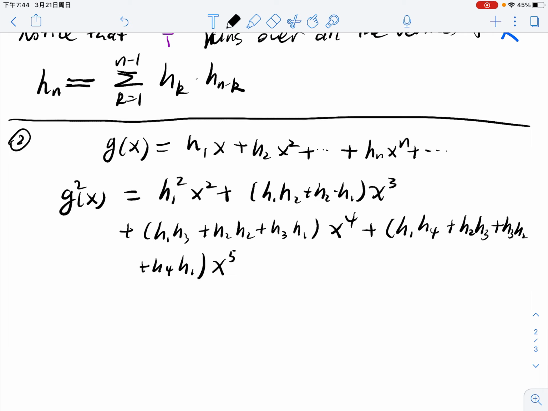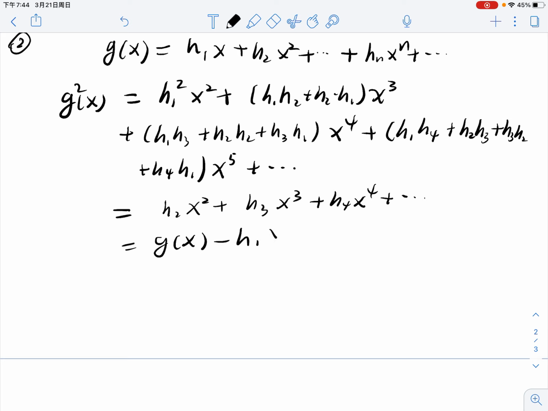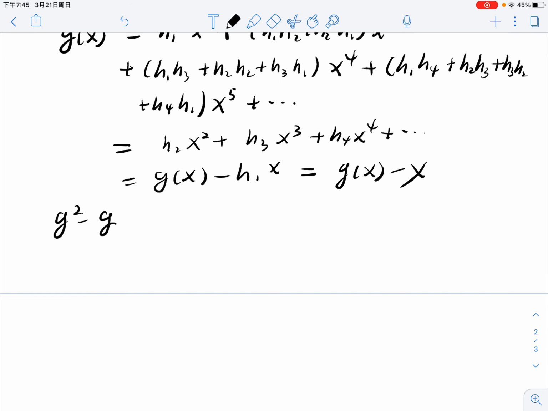And then by the recurrence relation, we know this is h2 x squared plus h3 x cubed plus h4 x to the fourth. So this will be g(x) minus h1 x. Since h1 is 1, you have g(x) minus x. Although you don't know what g is, you do have a quadratic equation.